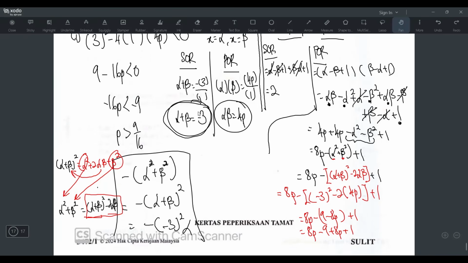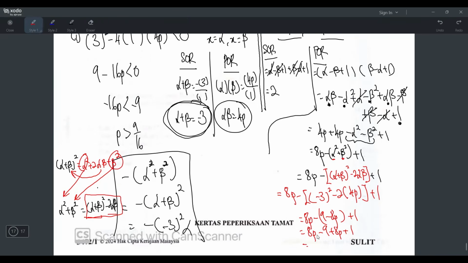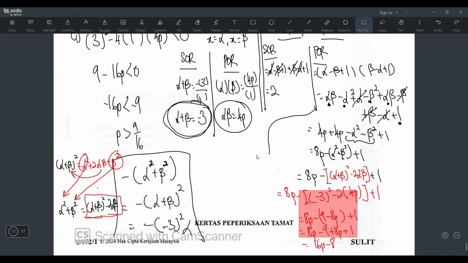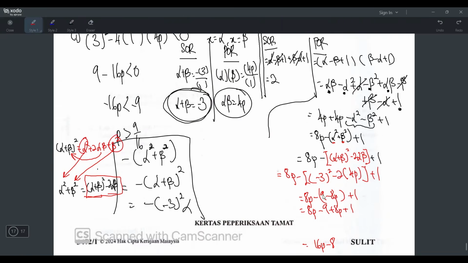So now you get, not enough space already. So it becomes 8p plus 8p, 16p. Negative 9 plus 1 is negative 8. Right? I need space. Okay, so now I have my product value: 16p minus 8. And this one cannot be simplified already, right?